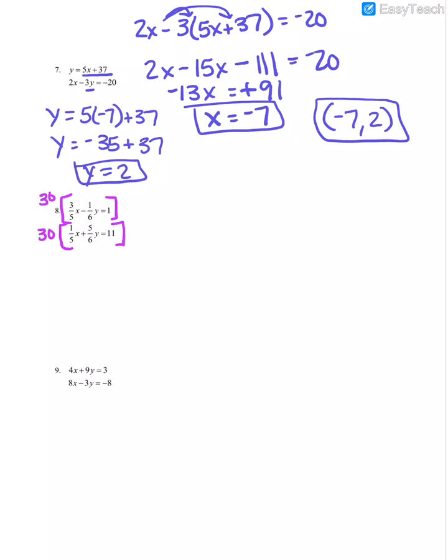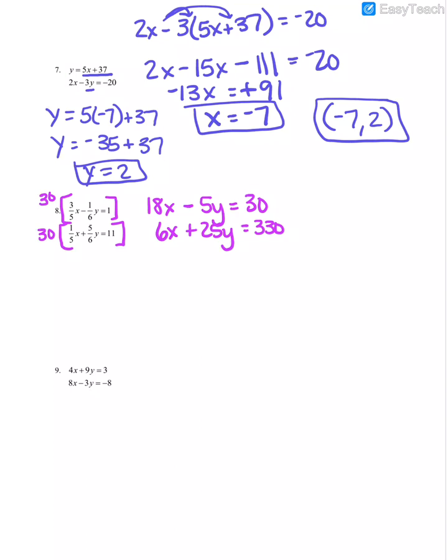So 30 divided by 5 is 6 times 3 is 18x. 30 divided by 6 is 5 times 1 would be negative 5y is equal to 30. Same thing, 30 divided by 5 is 6 times 1 is still 6. 30 divided by 6 is 5 times 5 is 25y. And 30 times 11 is 330.